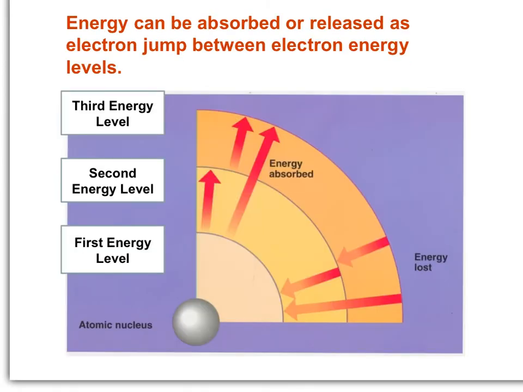Atoms can absorb or release energy as electrons are moved from one orbital to another. When atoms absorb energy, electrons are moved to higher orbitals. Think about how light is absorbed during the process of photosynthesis. When atoms release energy, electrons fall back to lower energy levels. Think about the release of energy during aerobic cellular respiration.